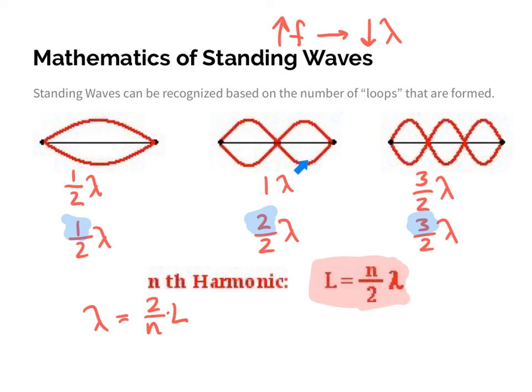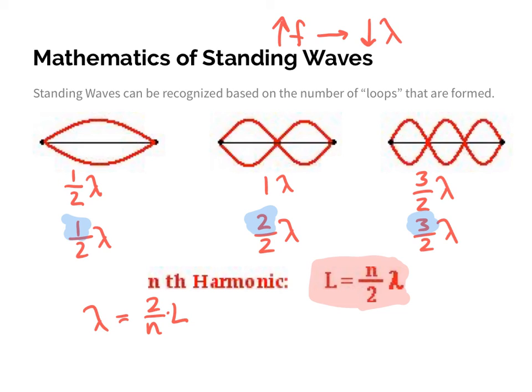Here, if this is my standing wave, I have one complete wave, so that means the length is equal to my wavelength. And then lastly, the third harmonic, again, I have a half, a full, and a half, so I have 1 1/2, so that means 2/3, right? 2/3 of this length would be my wavelength. So again, this is another way in which we can look at that same relationship.